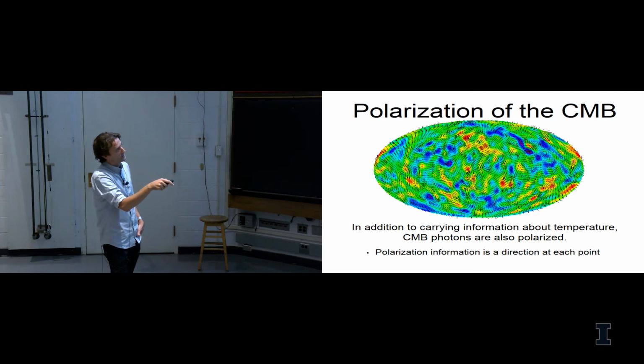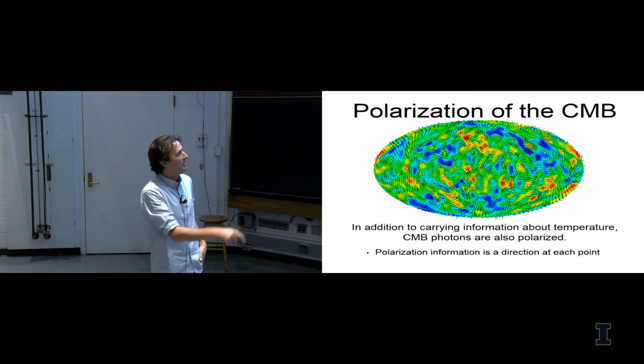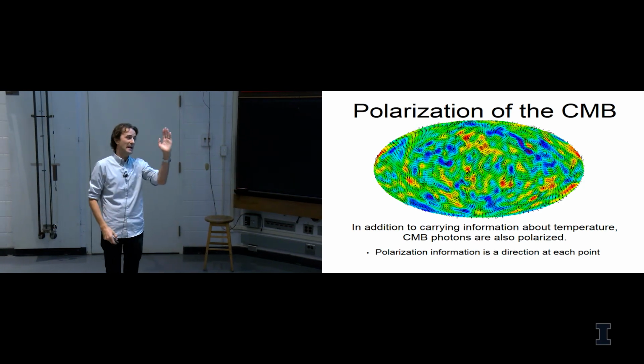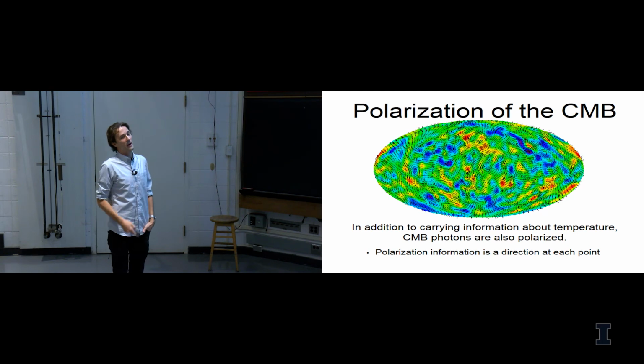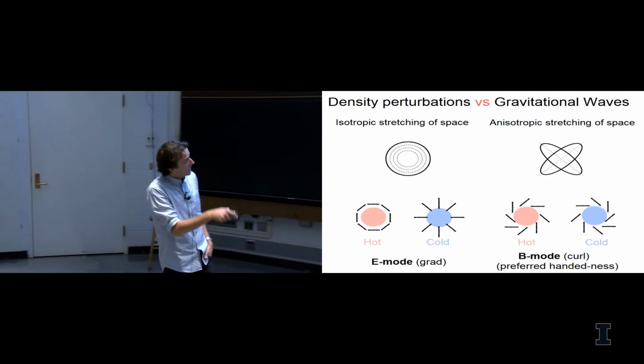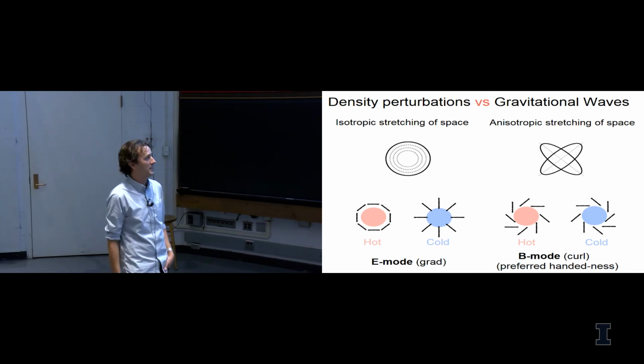So this is a plot of temperature, and on top of this plot of temperature is superimposed the direction of the electric field of the photons that's received. And so polarization information is therefore a direction as well as an intensity at every point on the sky. So why is this important? It turns out that gravitational waves make a very particular kind of polarization pattern.